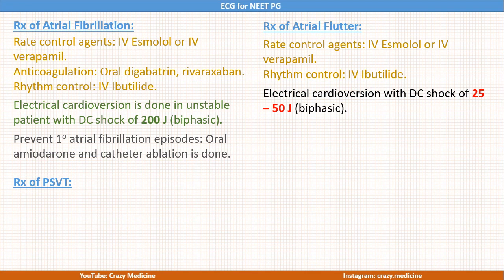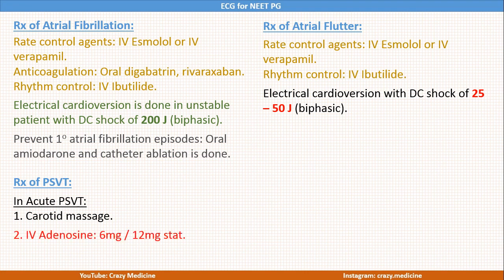Next is treatment of PSVT. In acute PSVT, the first step is to do carotid massage. If it is not controlled, IV adenosine at a dose of 6 mg or 12 mg is given stat. It basically increases AV nodal delay. And if the patient is unstable or it is not reverted, DC shock with 120 to 200 joules is given.